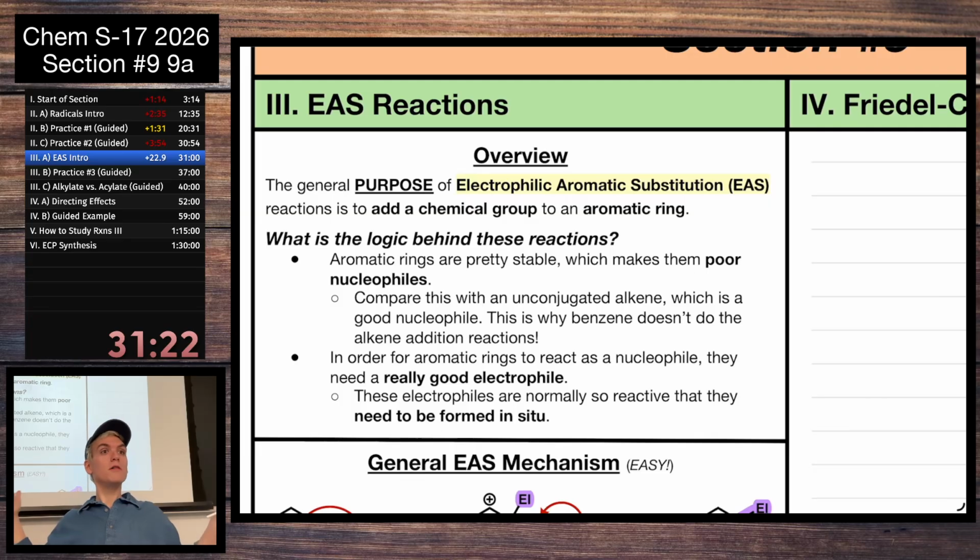What we have to do in all of these reactions is make not just good, but excellent electrophiles so that a benzene will go and attack it. Because, again, it's a really bad nucleophile. It's really stable. It doesn't want to break its aromaticity to go and attack something. So these really great electrophiles that we make are so reactive that they are not shelf stable. We have to make them in the middle of a reaction, which is in situ. We have to kind of put them all together.